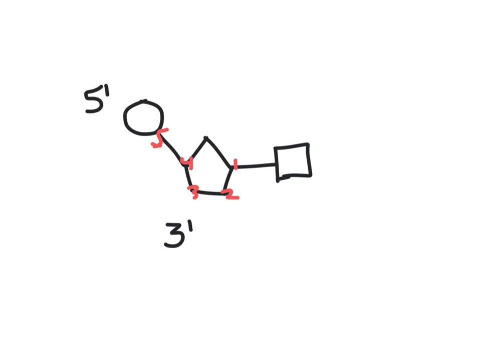If we look at the structure of an RNA nucleotide, we can see that the carbons are going to be similarly labeled as DNA. This will be carbon 1, 2, 3, 4, and 5. So here we have the 5' end of the molecule, and this is the 3' end of the molecule. And this is very similar to the DNA structure.